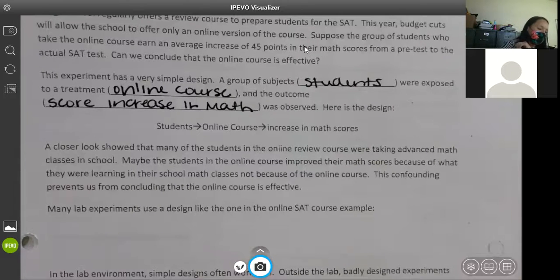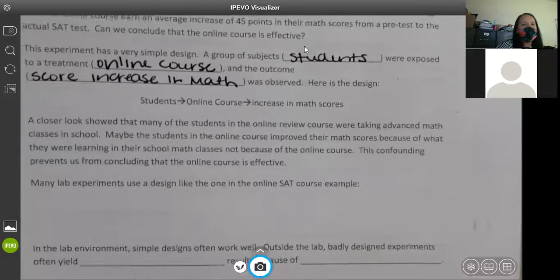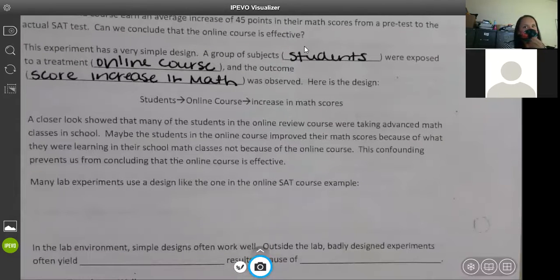A closer look showed that many of the students in the online review course were taking advanced math classes in school. Maybe the students in the online course improved their math scores because of what they were learning in their school math classes, not because of the online course. This confounding prevents us from concluding that the online course is effective.